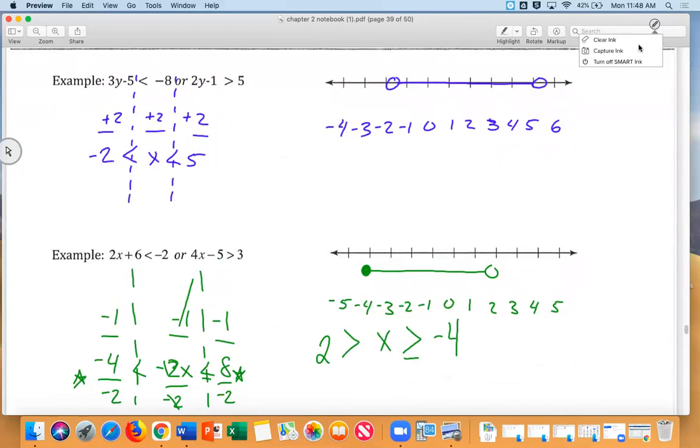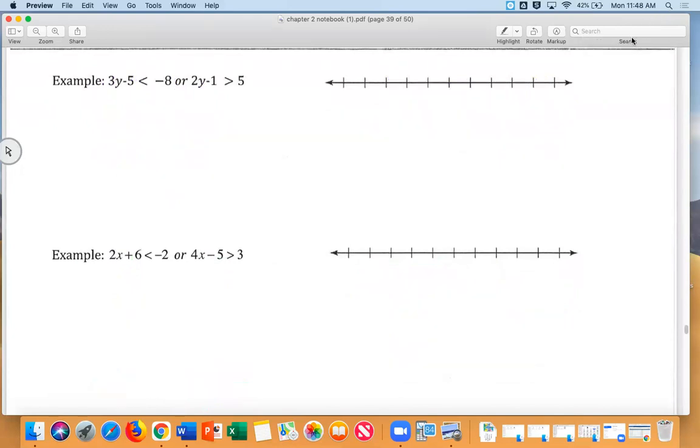All right, these two problems. Now these are or problems because they have the word or. So what I have to do here is treat them separately. I'm going to go ahead and add 5. Nate, you with me? Add 5. So 3y is less than -3. And then I divide by 3, and that's y is less than -1.